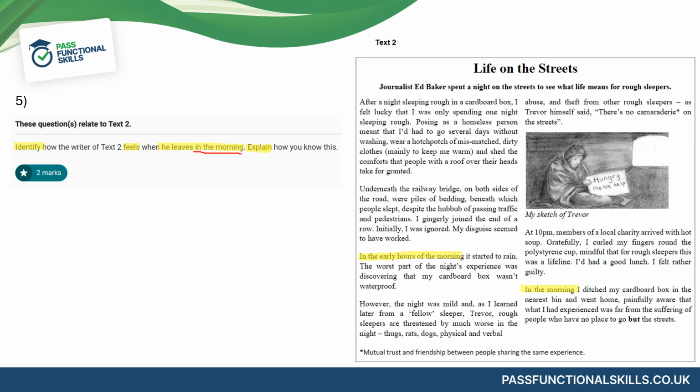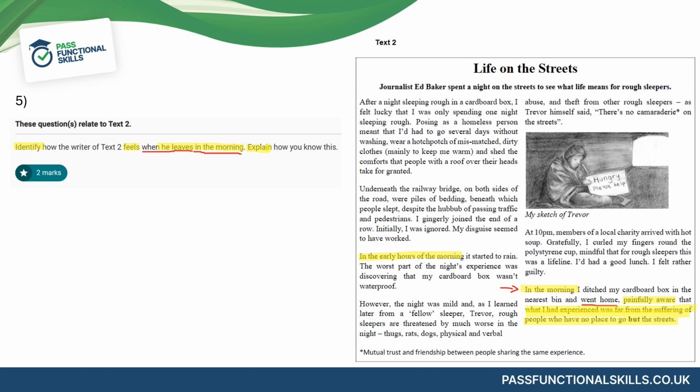So if we go back to the question, we can see that it's asking us about when he leaves. So the whole text is about him spending a night on the streets. So when he leaves after the night in the streets is likely to be at the end of the text. So if we read this section, we can see in the morning I ditched my cardboard box in the nearest bin and went home. So this is definitely the part where he's leaving. He says he's painfully aware that what I had experienced was far from the suffering of people who have no place to go but the streets. Okay, so this is the section of text that we're interested in for this question.